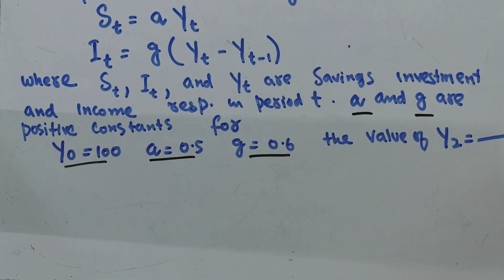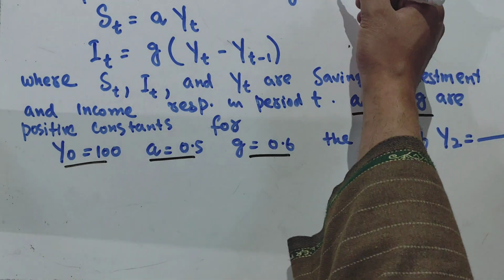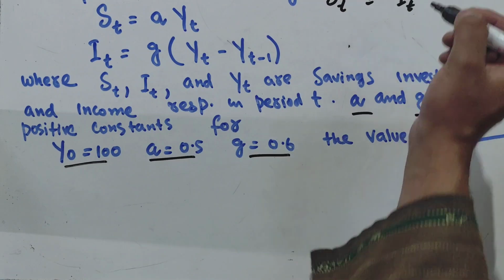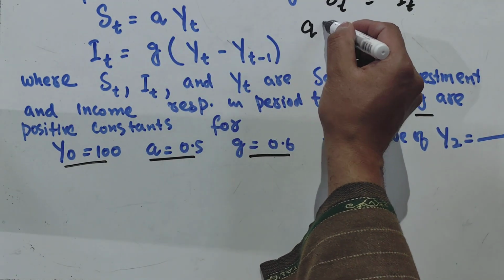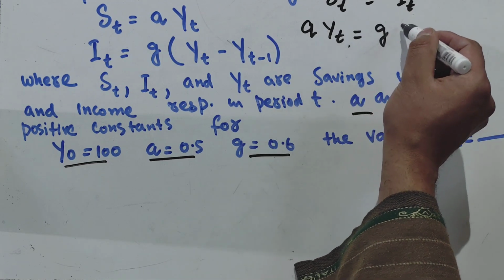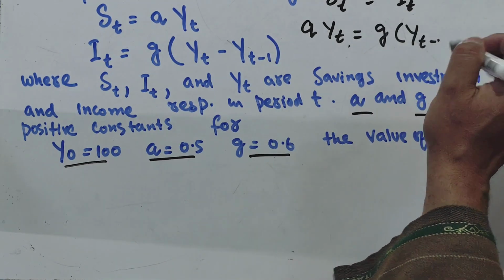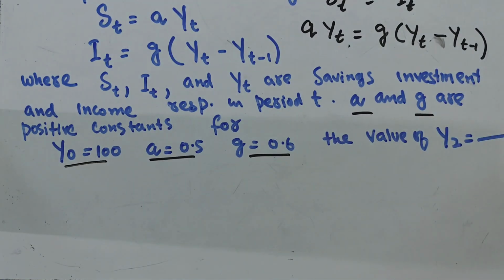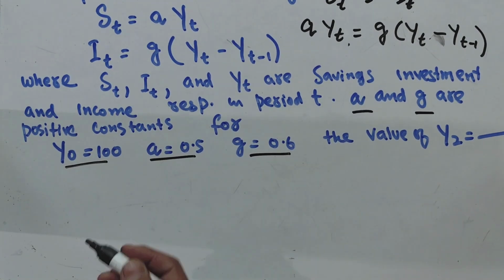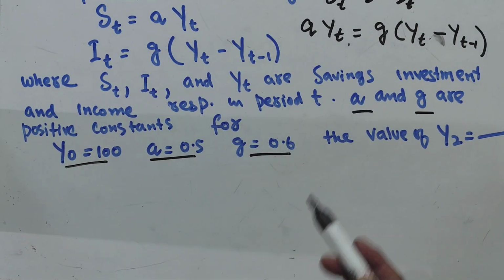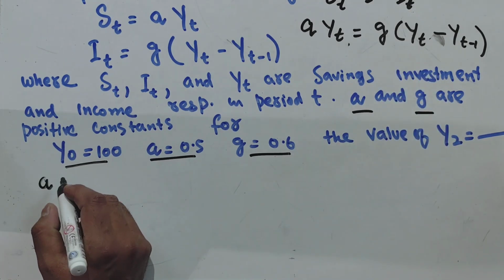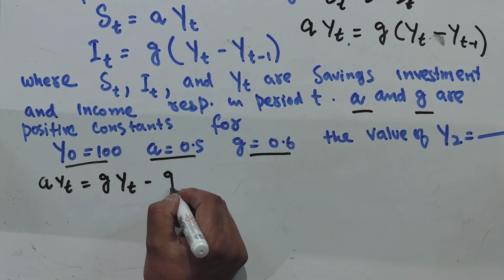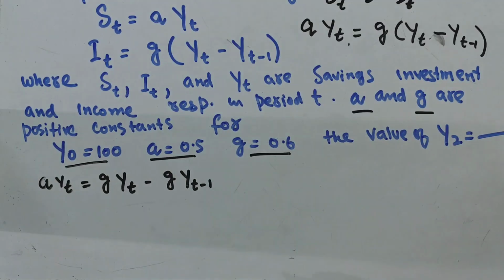Okay, so let us solve for the equilibrium condition first. So at equilibrium, what happens? Our savings at a time period t should be equal to the investment at the time period t. That means savings is A times Y_t, and it should be equal to G times (Y_t minus Y_t minus 1). Having said that, now let us solve it further. So we have A Y_t is equal to G Y_t minus G Y_t minus 1.